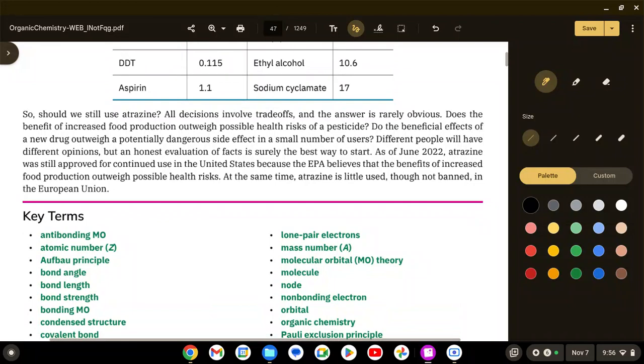As of June 2022, atrazine was still approved for continued use in the United States because the EPA believes that the benefits of increased food production outweigh the possible health risks. At the same time, atrazine is little used, though not banned, in the European Union.